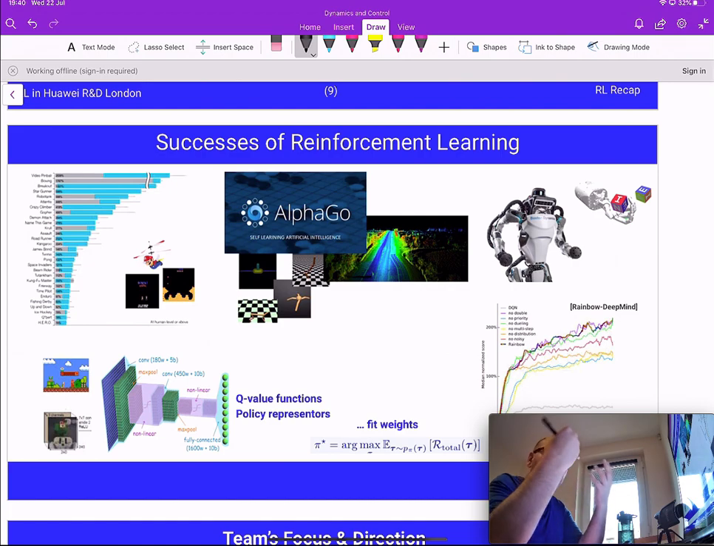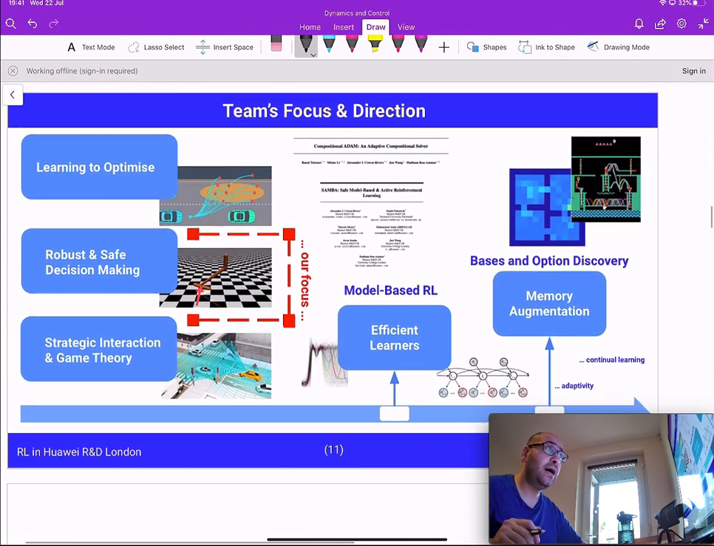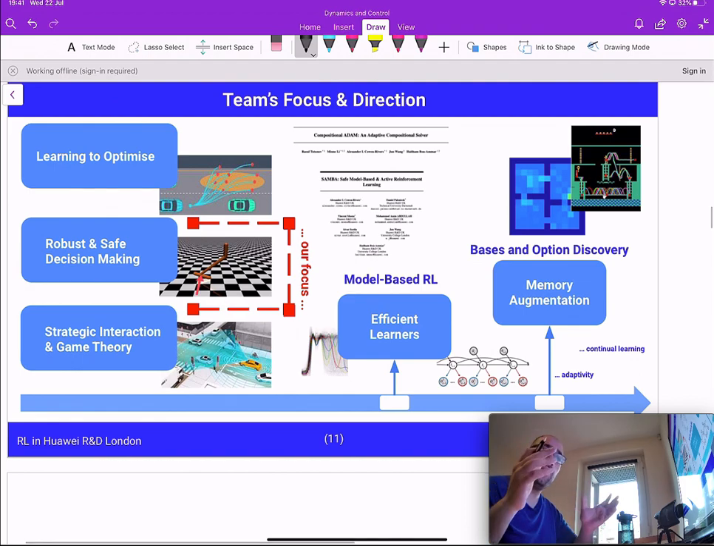Now, there are a couple of problems with these techniques, and based on that, the focus of the team that I'm leading has been centered around them. I just want to give you a flavor, and maybe you get interested to join us in the future. Our focus is threefold, right? We're trying to do what we call learning to optimize, but really it's non-convex optimization. We have some papers on that, such as Compositional Adam.